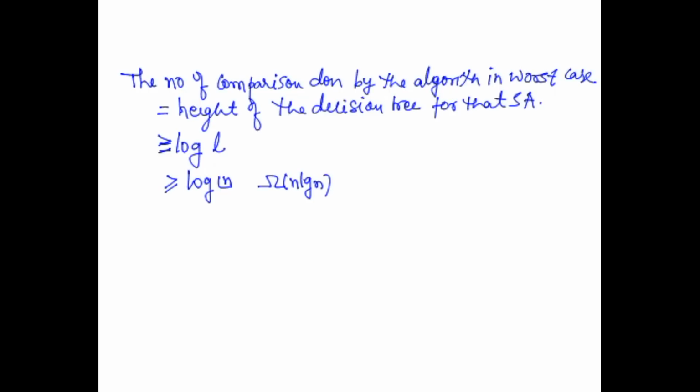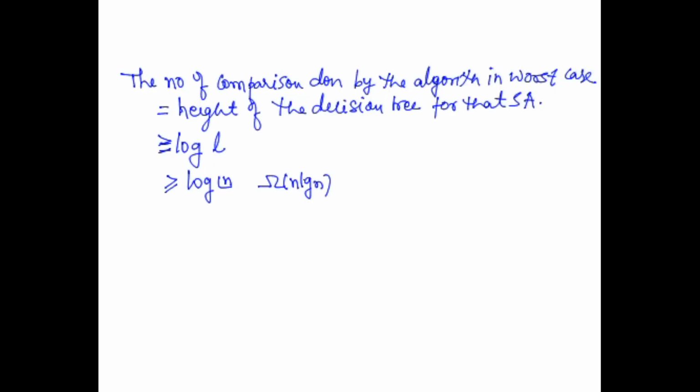So what we have seen is that we have constructed a decision tree, and we have argued that in the worst case the number of comparisons done by the sorting algorithm will be exactly equal to the height of the decision tree, which is greater than log of the number of leaf nodes. And we know that the number of leaf nodes in the decision tree should be greater than or equal to factorial n, which means that in the worst case the number of comparisons done by the sorting algorithm is greater than or equal to log of factorial n.